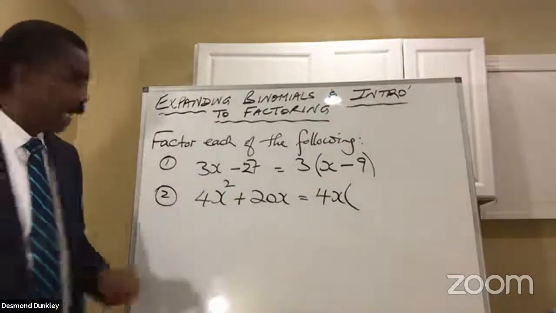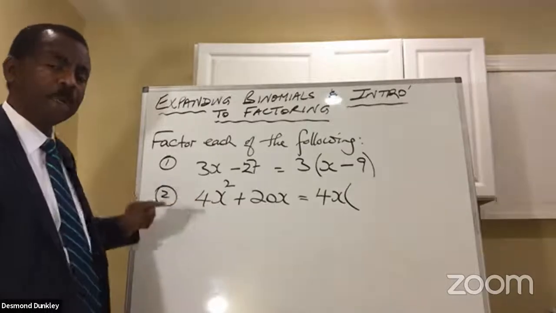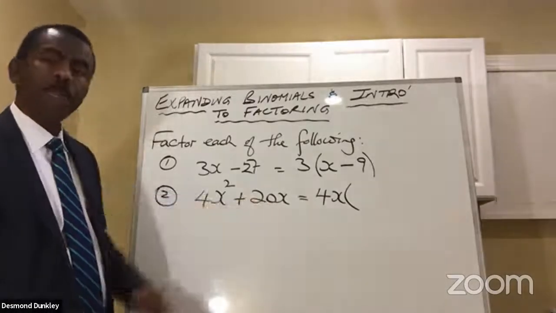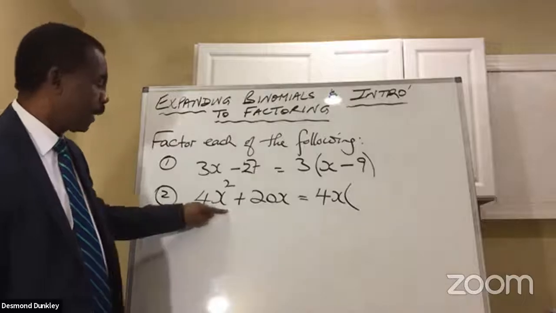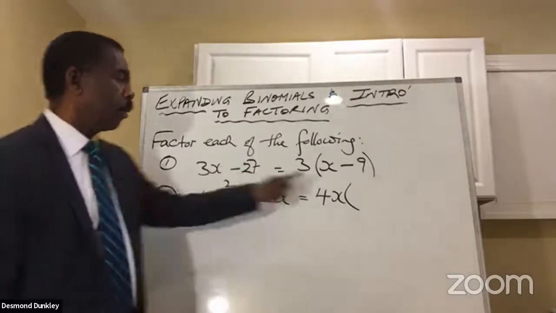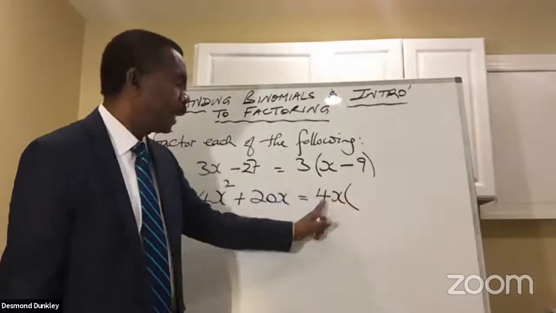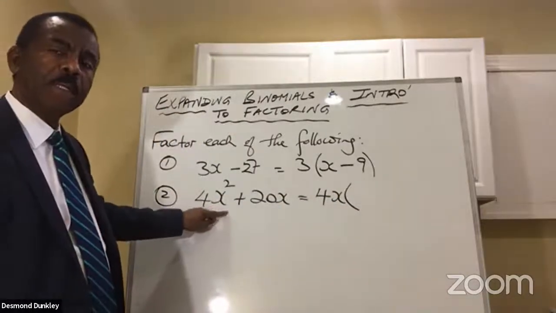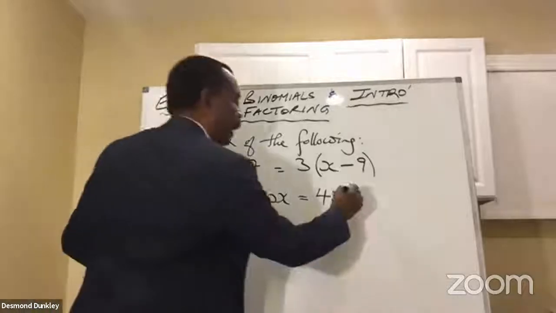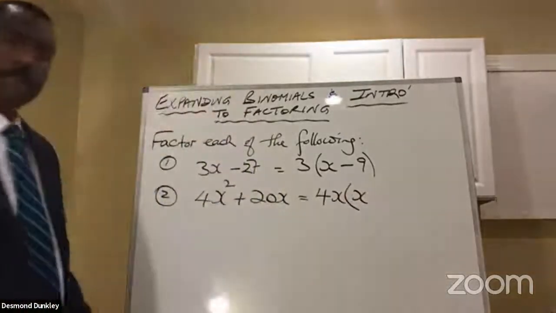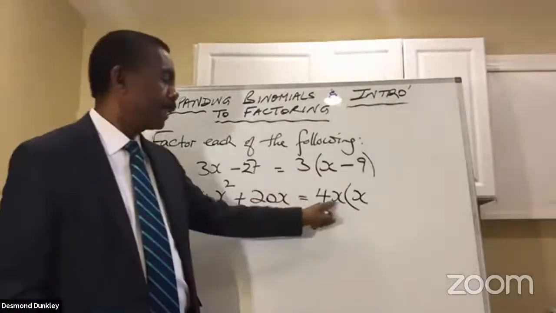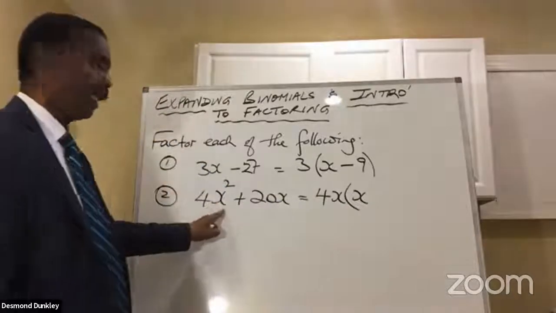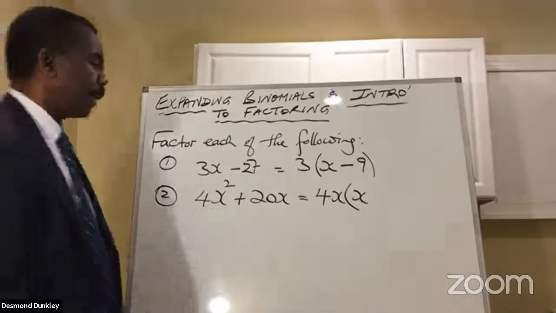So I'm saying to you that I could take a 4x from here and I could factor out a 4x from there. So if I factor out a 4x from here, what should I put inside so that when I multiply, I will end up with 4x squared? And the answer to that is going to have to be x. Let's check. 4x times x is 4x squared. What is the sign here? It's a plus.